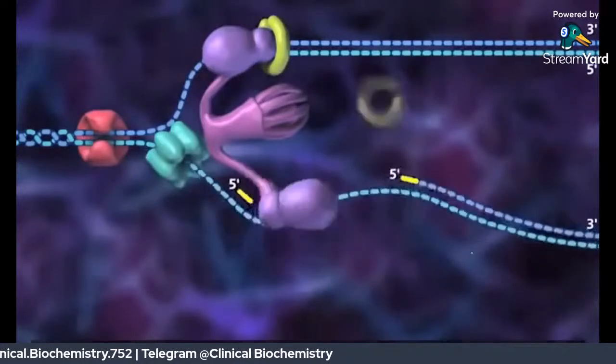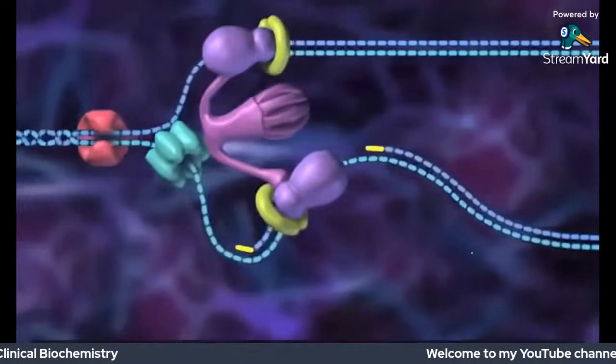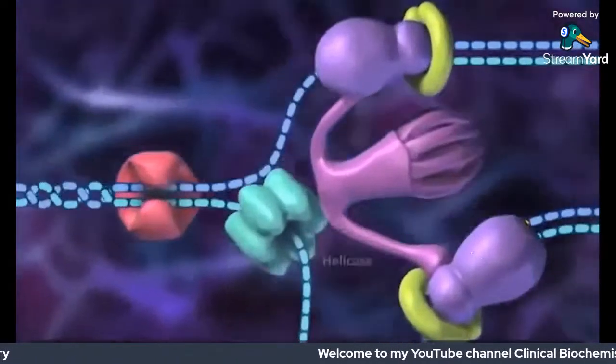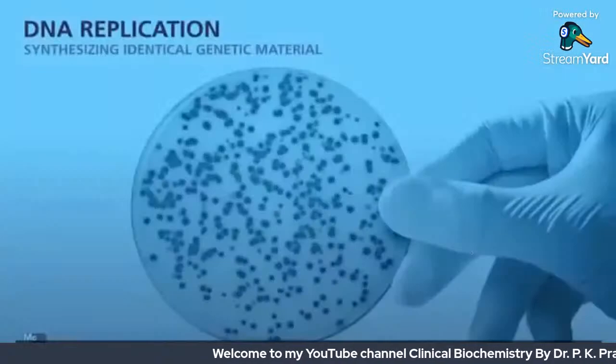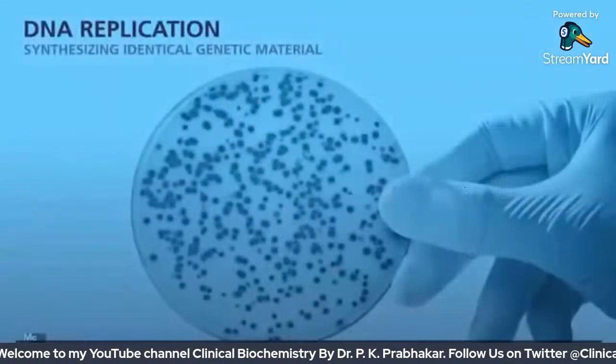A number of enzymes are needed for replication to proceed once the replication fork is established. Actually, here you will see, sorry. Just 1 second.